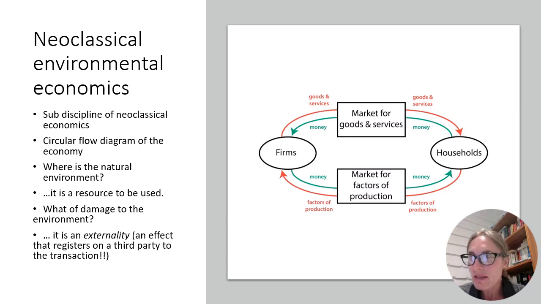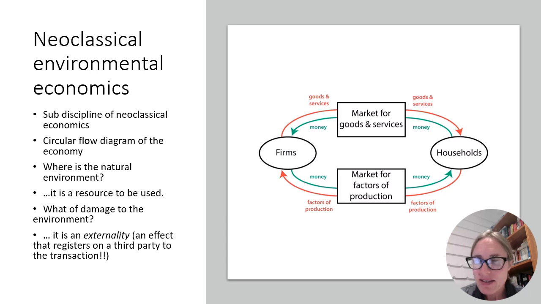And for those of you who have done some economics so far, and I know some of you haven't, but bear with me for a moment, you will have already come across this circular flow diagram of the economy, where there are households and there are firms. There are markets for the factors of production that firms need to produce. Households will offer labour as a factor of production. Firms will produce goods and services that households want. And so there's a circular flow between these components.